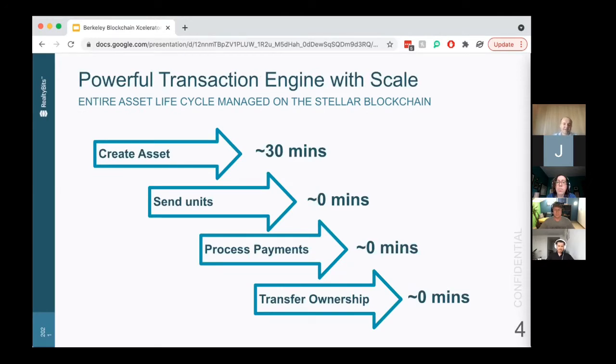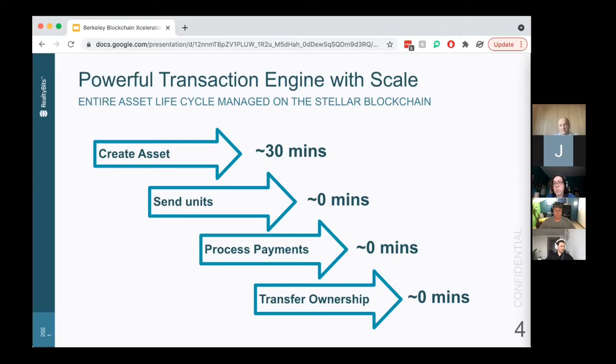So our main product description or offering is we like to describe it as a transaction engine for private offerings. Creation of the asset is, if you have all the documents ready for the fund, the recourse based documents behind the offering, we can get it up and going in less than 30 minutes. Sending the units once the asset is tokenized, it's pretty much instant. It's a few seconds. Processing the payments is very fast. It's also almost instantaneous.